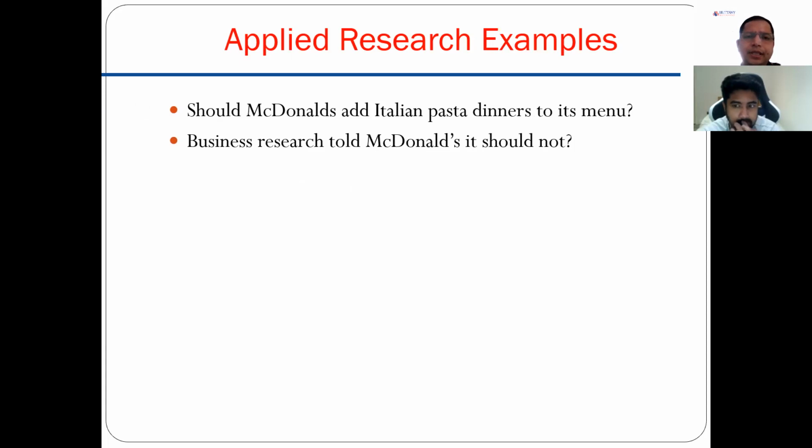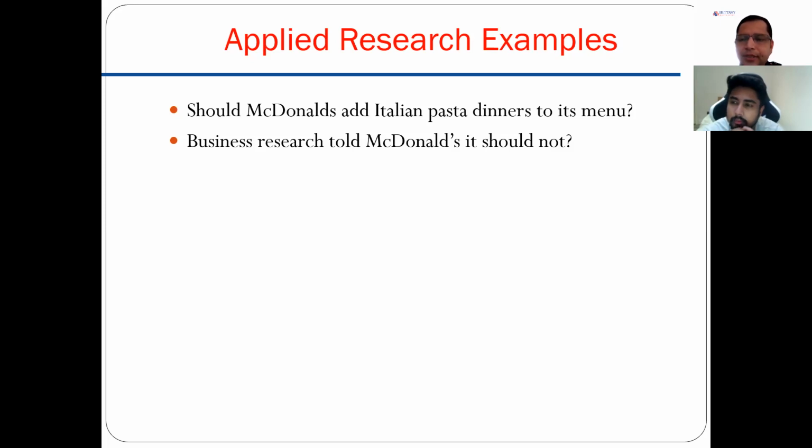You see, there are many examples. Should McDonald's add Italian pasta dinners to its menu? Basically, they are offering burgers, different types of burgers. Pasta is not a usual item that McDonald's serves, but in specific places or specific branches, if there is any need, how do they find this?